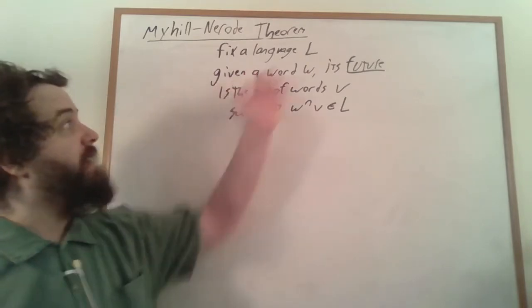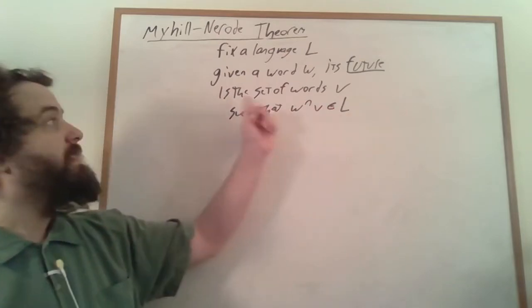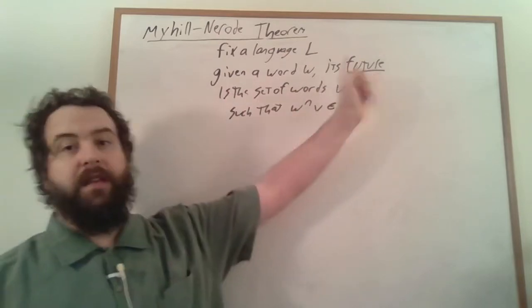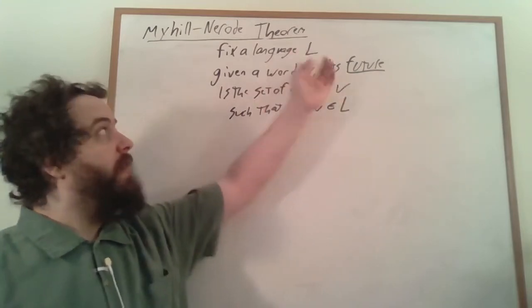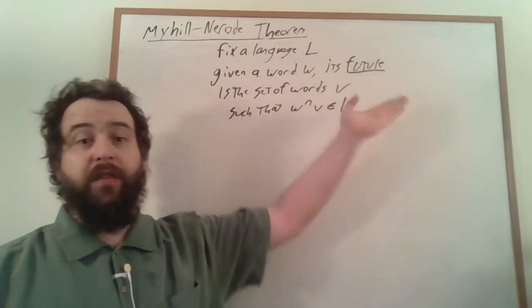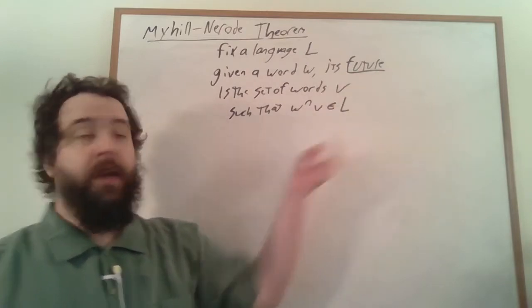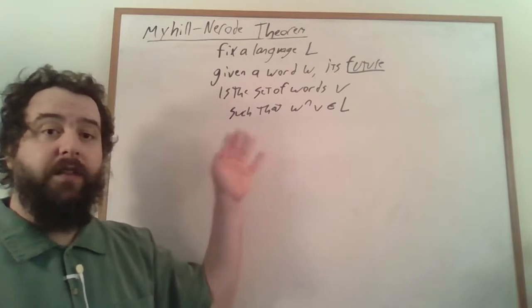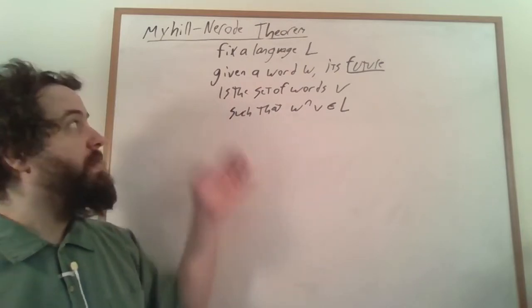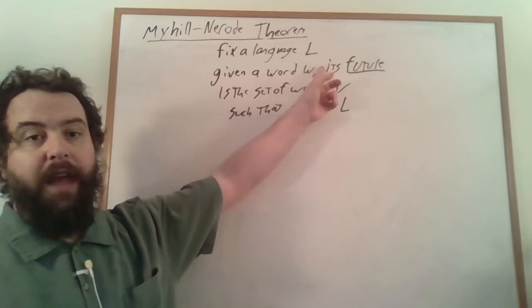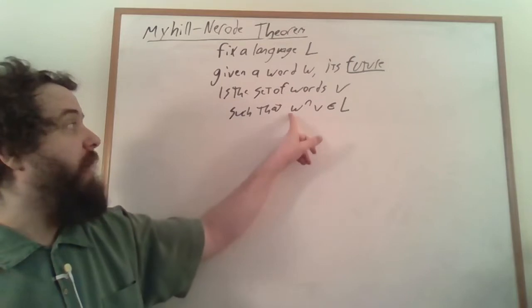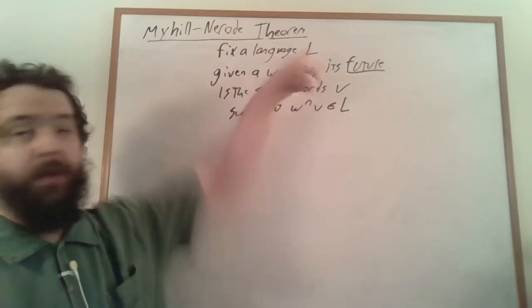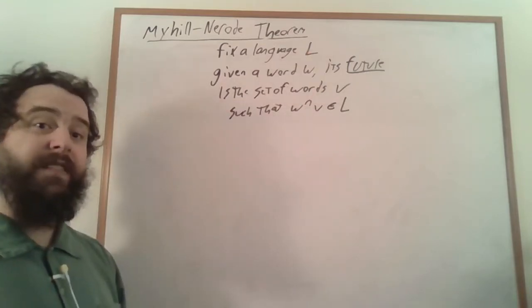Note that the future is a language, right? It's a set of words. And so if L is a regular language, this future is actually also going to be a regular language. And the deterministic finite state automaton that recognizes it is going to be the same as the automaton for L, just with a different start state, specifically the state that you wind up getting into after you read W for the original automaton.